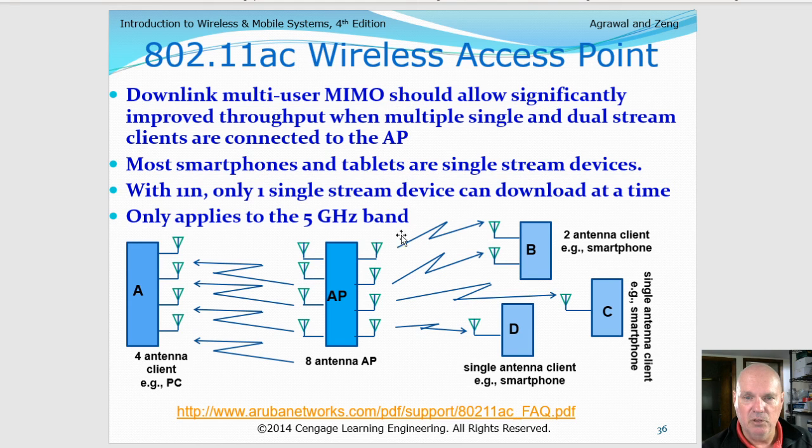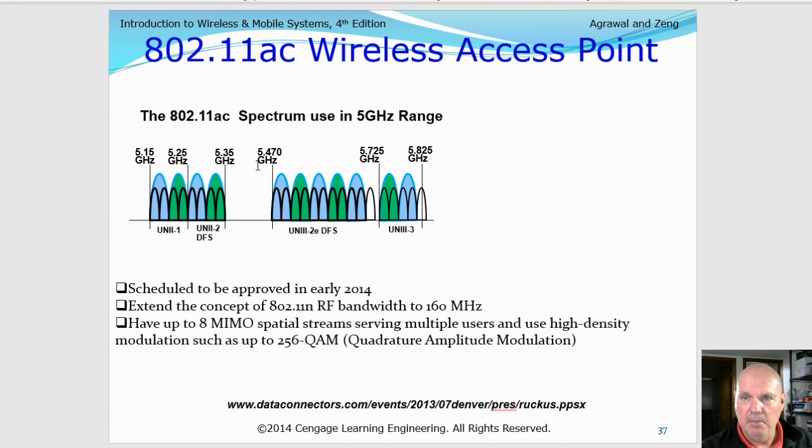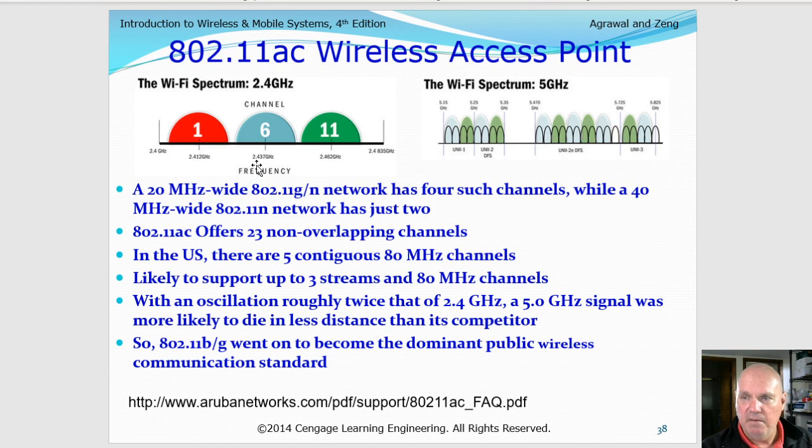You can get some 802.11 AC cards for your desktop computer that may have as many as 4 antennas in the desktop networking card, allowing very high throughput for that particular desktop computer. One of the other features of 802.11 AC is that it could actually combine adjacent channels to get very high bandwidth.